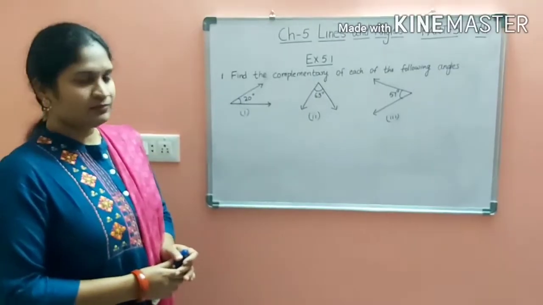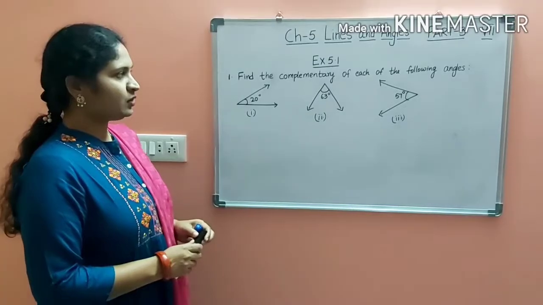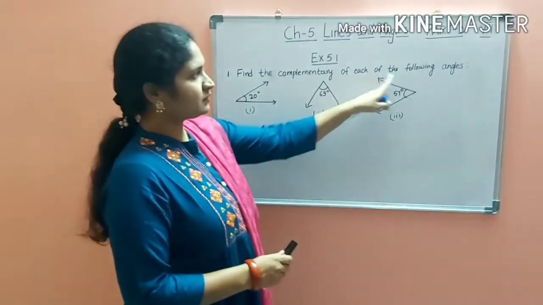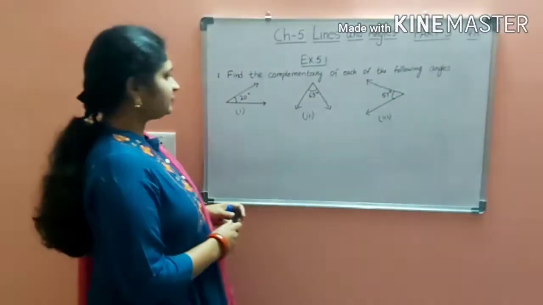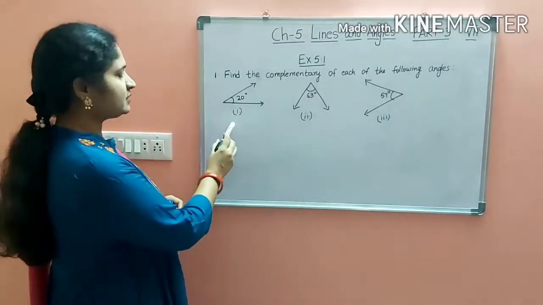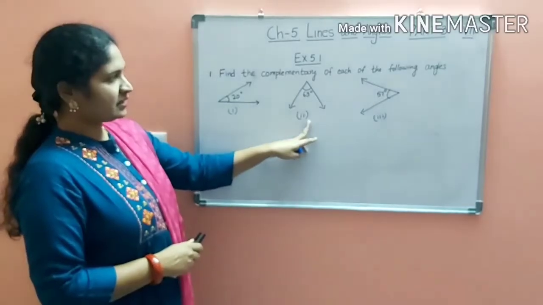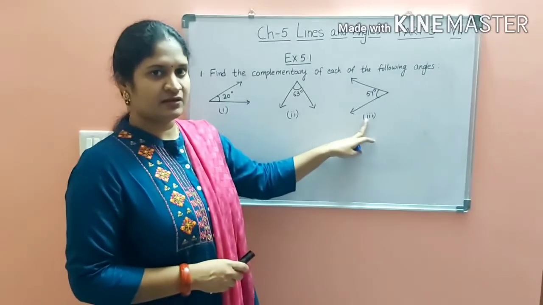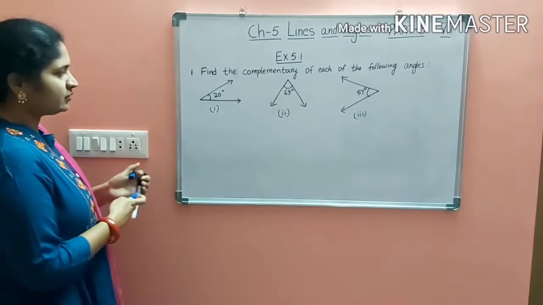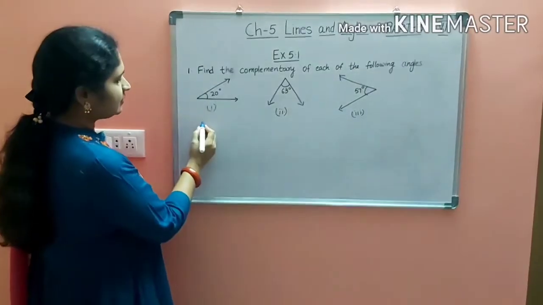Coming to the first problem, let us see the first problem. Find the complementary of each of the following angles. Here we have 3 bits, children. First bit, they are asking you to find out the complementary of 20 degrees, 63 degrees and 57 degrees. Let us see how to find out the complementary of 20 degrees.